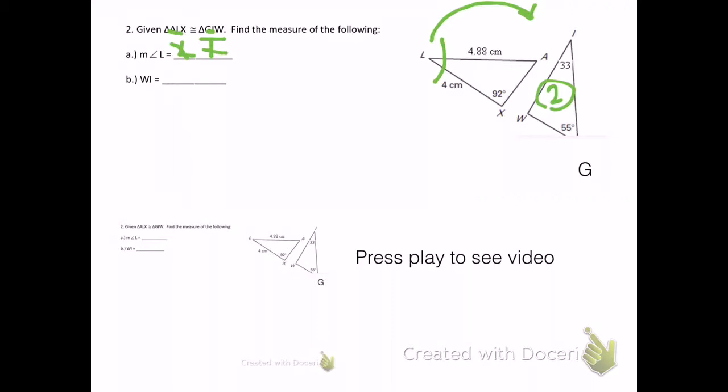The next one, we want to find out what is congruent or what's equal to WI. Well, again, WI is here. And if this first triangle is rotated, it's going to be mapped onto LX. So WI is going to be congruent to LX. Also, the last two letters are LX, and the last two letters are WI.